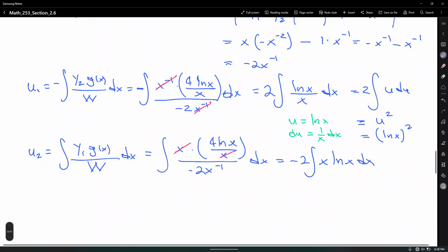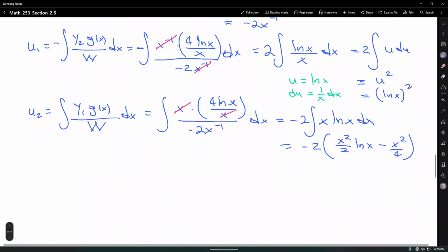To evaluate the integral we have here, we would need integration by parts. I'm just going to give you the result to keep this quick. So negative 2 times x squared over 2 ln of x, minus x squared over 4. Again, use integration by parts to evaluate this integral. Let's reduce the coefficients. That's negative x squared ln x, and minus minus equals plus x squared over 2.